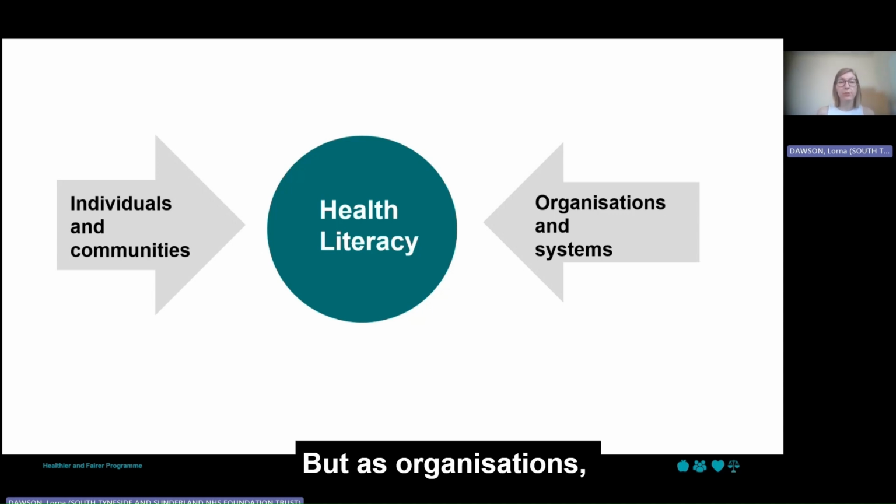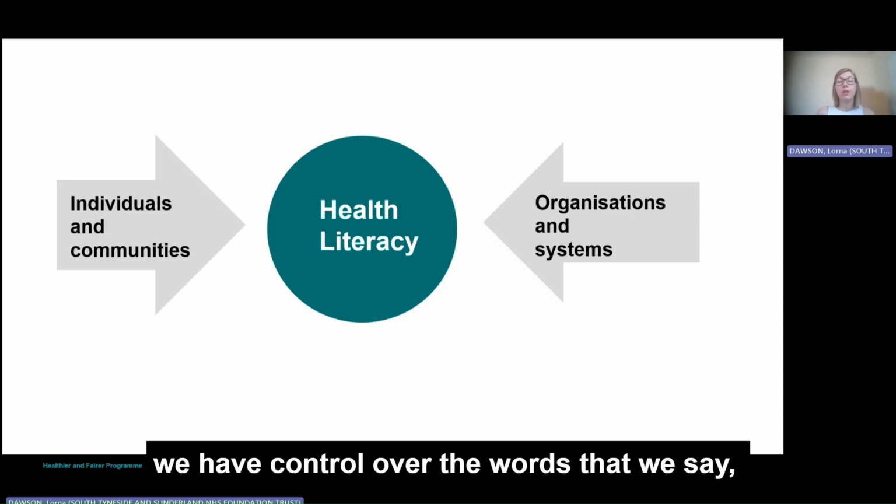But as organizations, we have control over the words that we say and the words that we write.